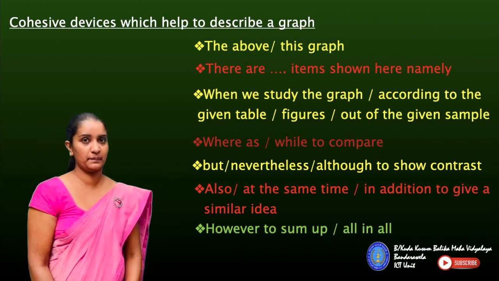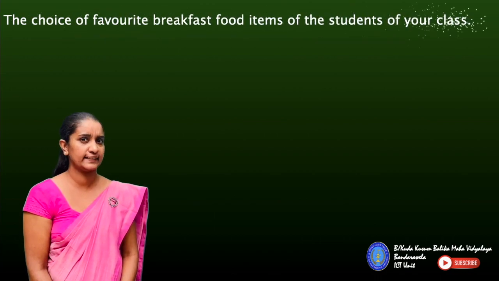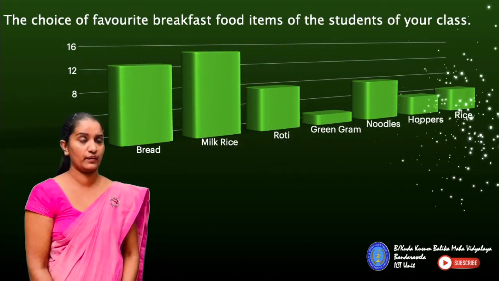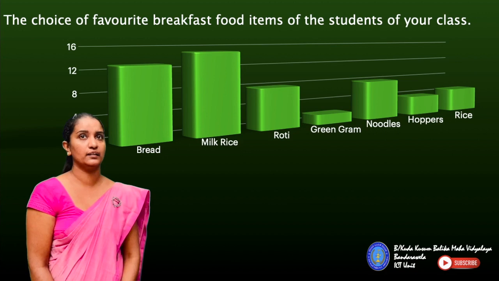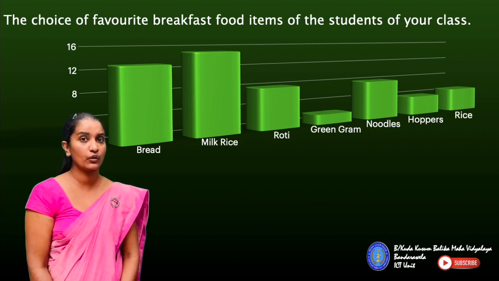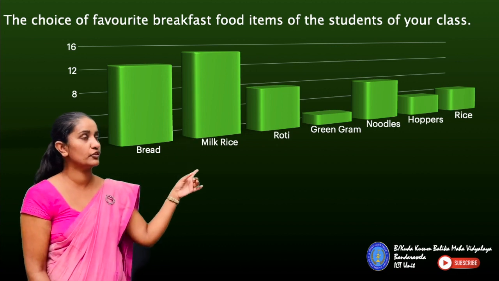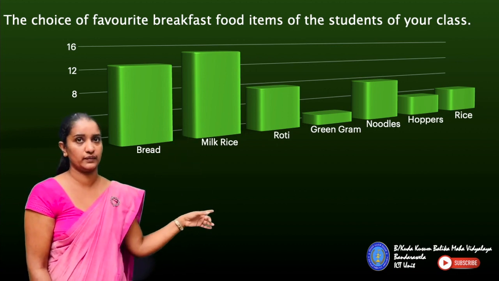Now I have displayed one graph. Can you identify it is? What is it? Yes, it is a bar graph. And look at the topic, the choice of favorite breakfast food items of the students of your class. You have to pay attention on each and every word.